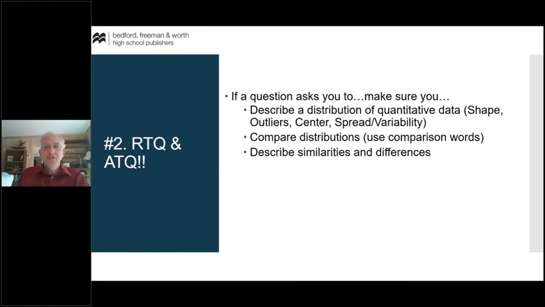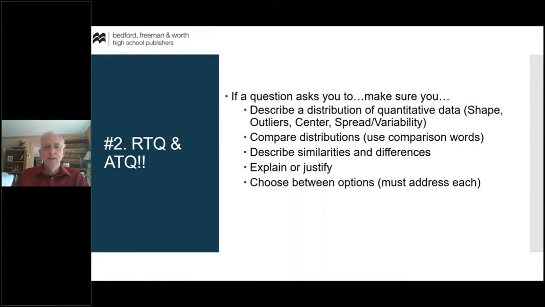If the question asks you to describe similarities and differences, be sure you do both of them. Many students, when they see a compound instruction on the exam, will only do the first half. And so that's a pretty good guarantee for earning only partial credit. If a question asks you to explain or to justify, make sure you do that. You can't just give the answer with no explanation or justification and expect full credit.